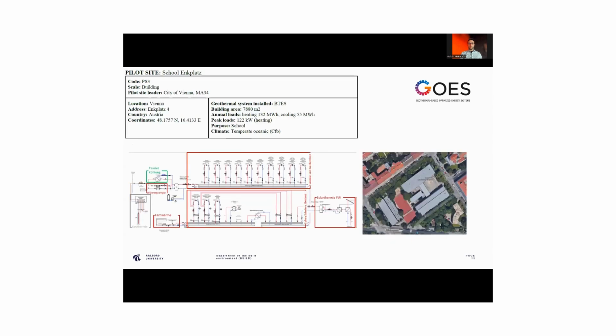We also have another pilot site, a school, Enkplatz, from Vienna, and they have a building area of 7,880 square meters.